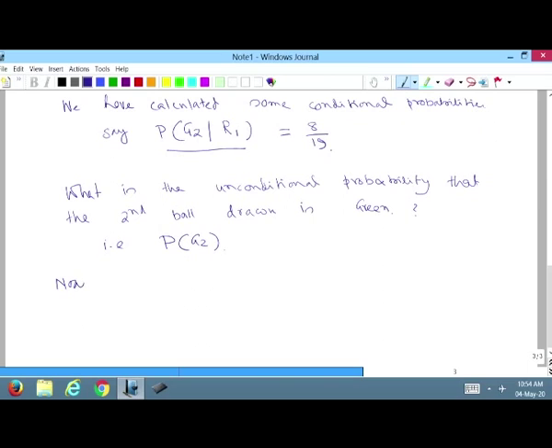Now, the event G2 is actually a union of two events: first ball is red and second ball is green, union, first ball is green and the second ball is green. Therefore, the probability of G2 is equal to the probability of R1 G2 union G1 G2. So, let us compute this.